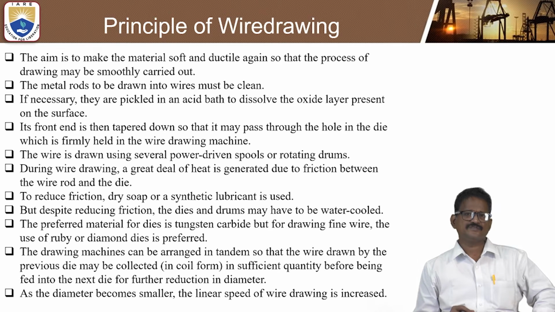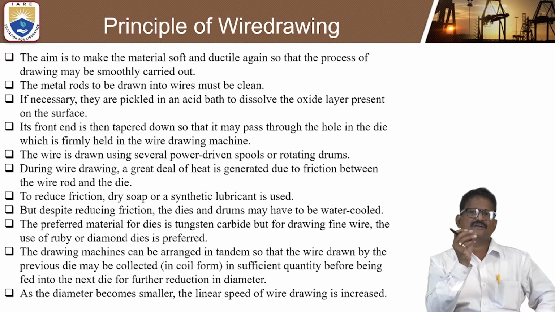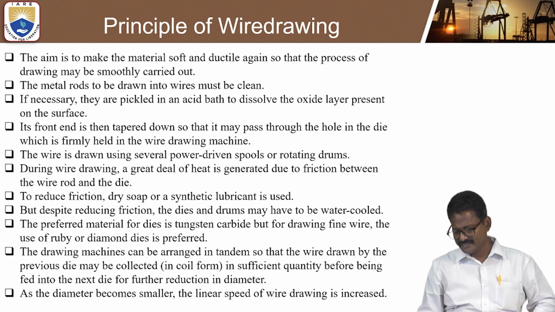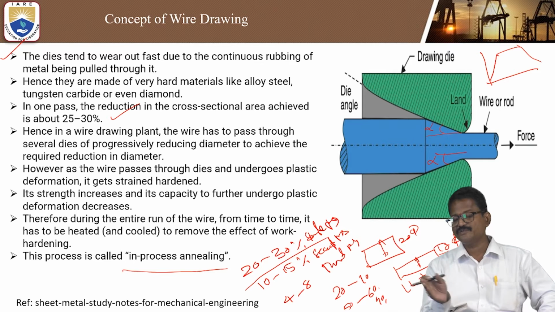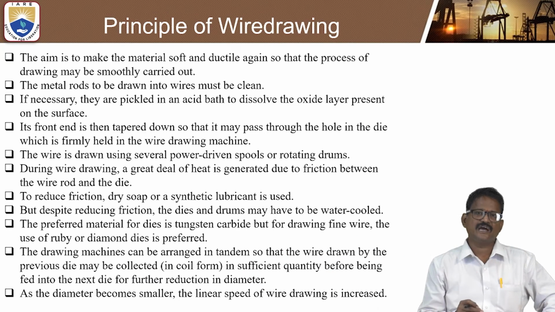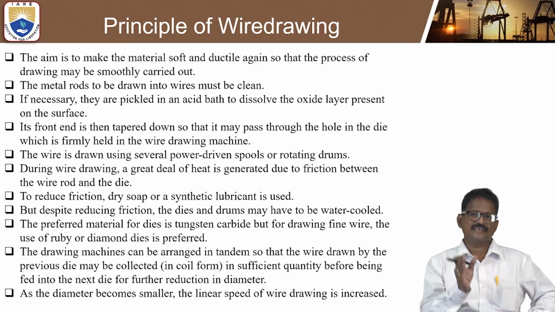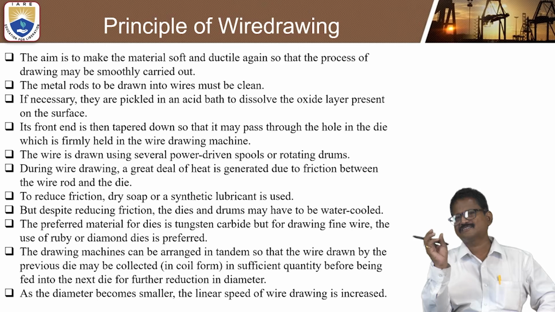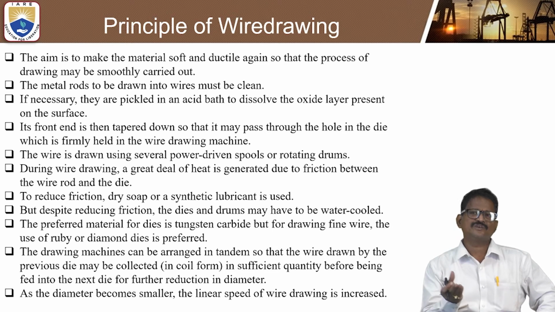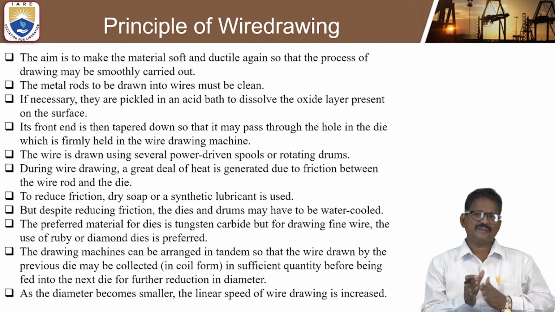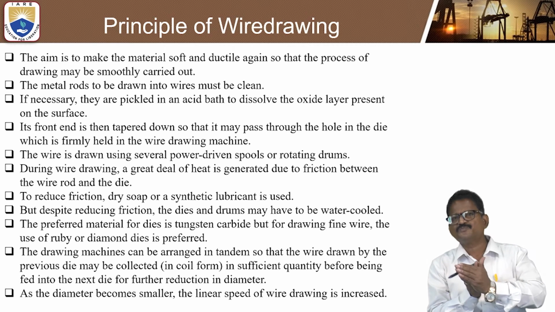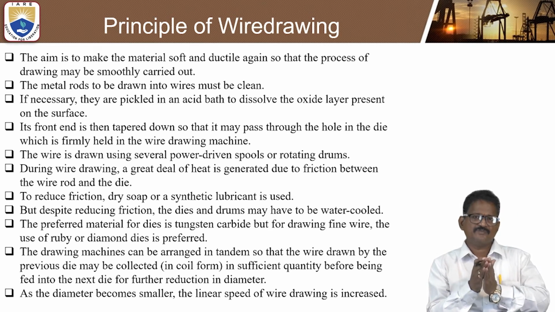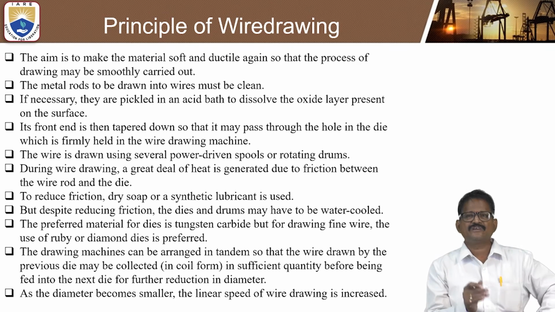And if necessary, the wire is pickled in an acid bath to dissolve the oxide layer present on the surface first. What I said earlier, you should clean the die and wire or rod. If you are not able to clean properly, you can keep it in that acid. Obviously you can pickle in an acid bath to dissolve any oxide layers, and rust particles can be cleaned easily so that you can perform better. Even at the front end there will be a taper. Why? Because that wire or rod should pass smoothly through the openings in a wire drawing machine.